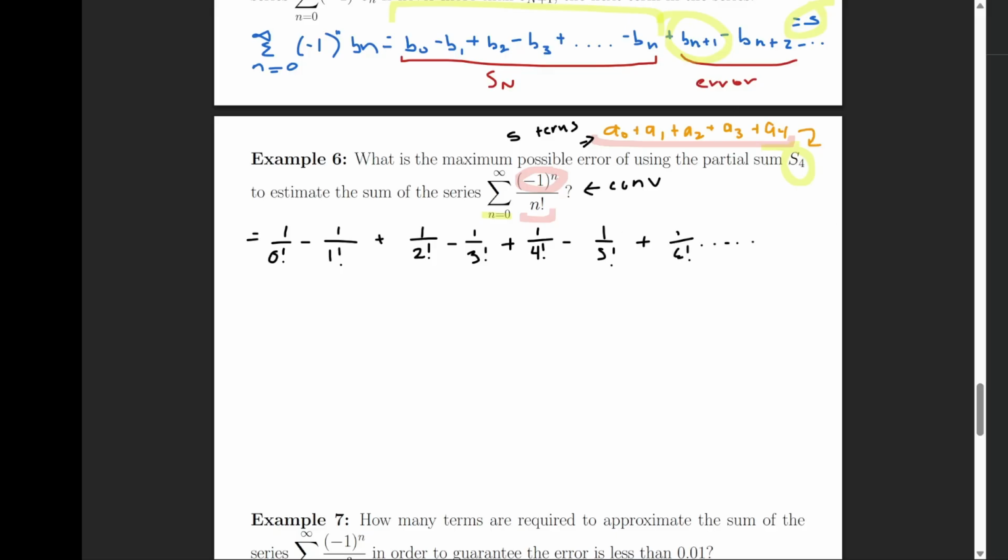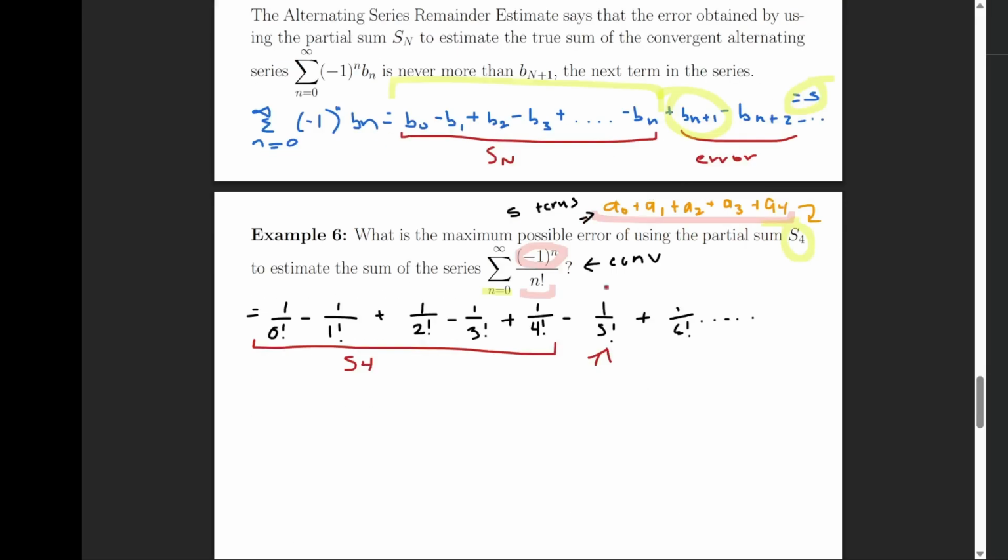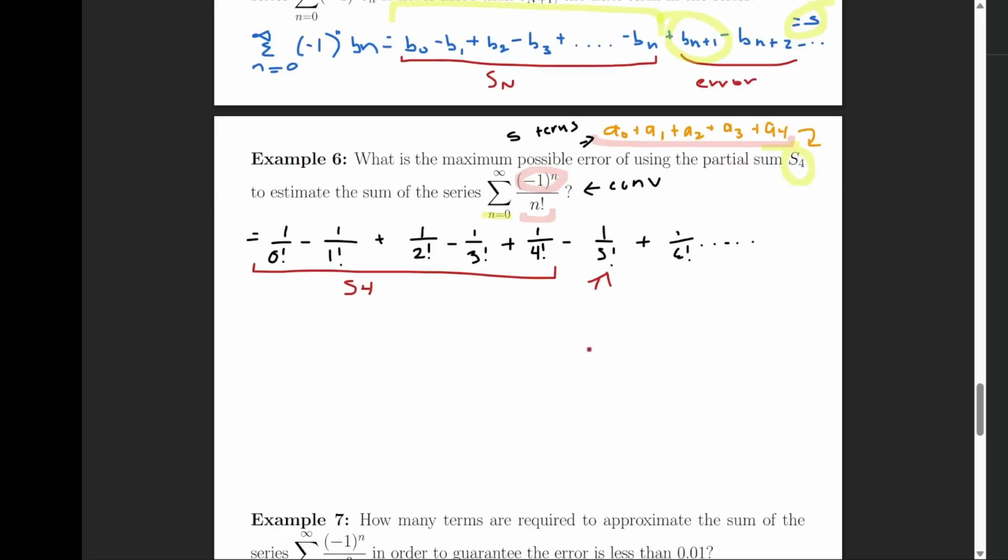Since this is partial sum s sub 4, and we know that it's looking at the first 5 terms, we can see 1, 2, 3, 4, 5. So we know that this is going to be our sum s sub 4, right? And then the next term over, this one right here, is going to be b sub n plus 1, which is what bounds our error. So we could also rewrite this as the sum minus s sub 4 is bounded by 1 over 5 factorial. And I think this is 1 over 120.